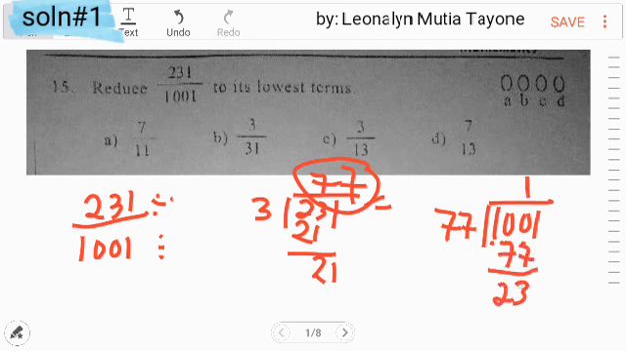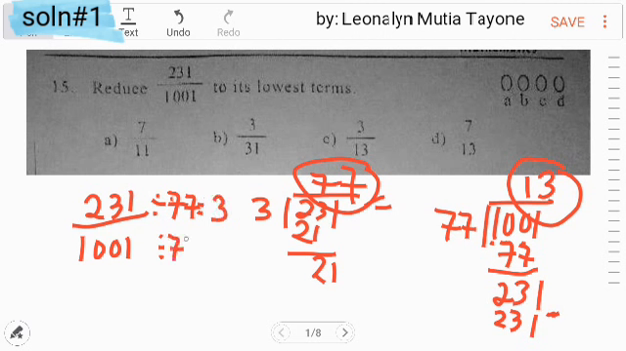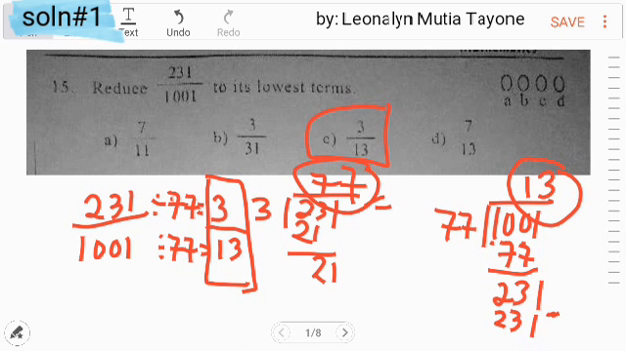231 divided by 77, that is 3. So, 3 times 77 equals 231. Bale, 231 divided by 77 is equal to 3. 1001 divided by 77 is equal to 13. So, ang sagot dito ay 3 over 13. Letter C. Ulitin ko. Let's consider this as our solution number 1.